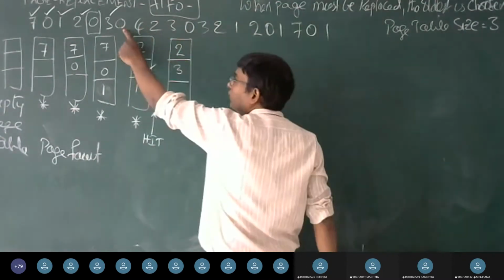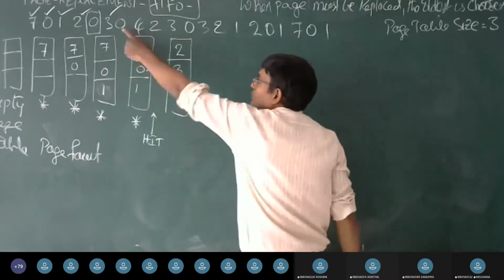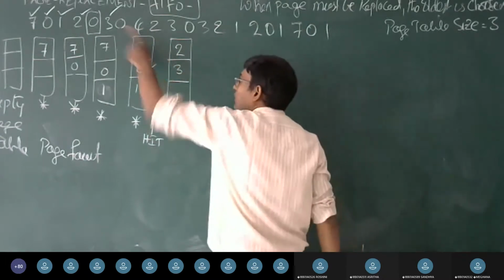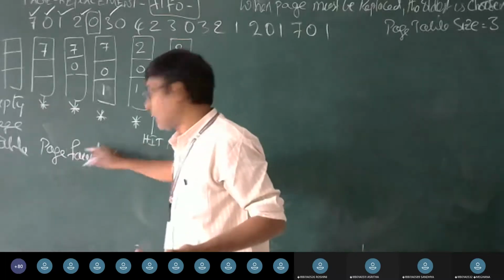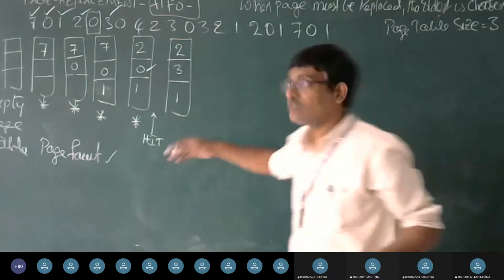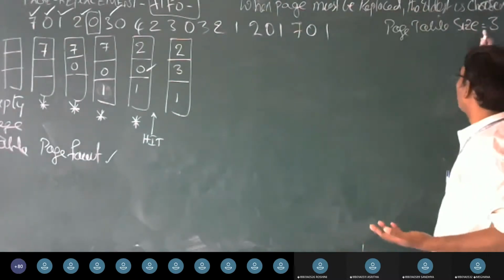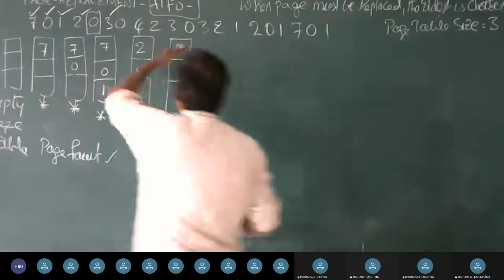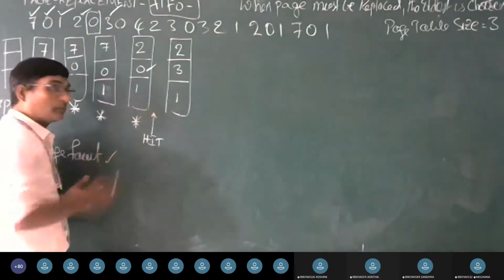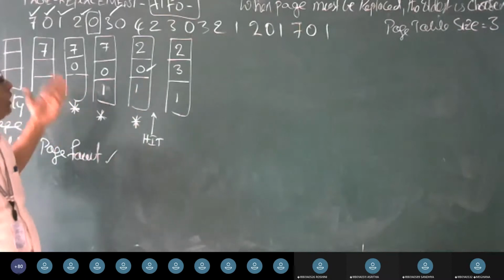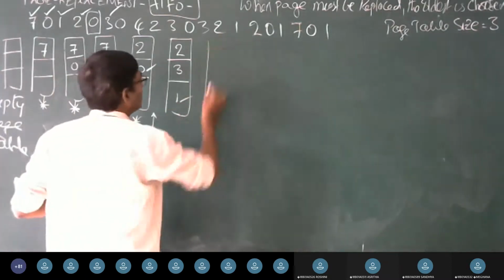Next, we need to check whether page 0 is in the page table or not. 0 equals 2, 0 equals 3, 0 equals 1. The answer is false, so there is a page fault. When a page must be replaced, the oldest one has to be chosen. Among 2, 3 and 1, which one is the oldest? 1 is going to be the oldest element, therefore now I can choose 1 here.